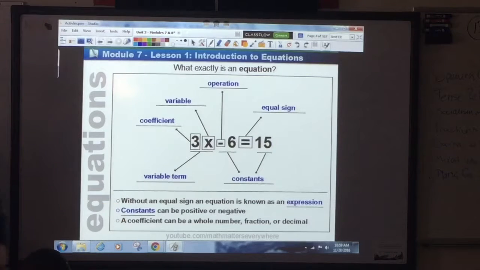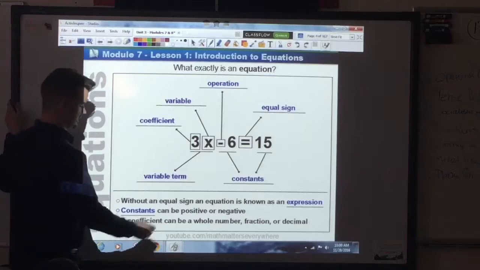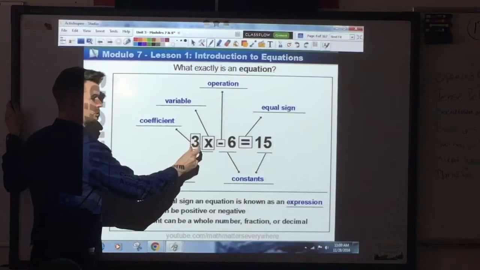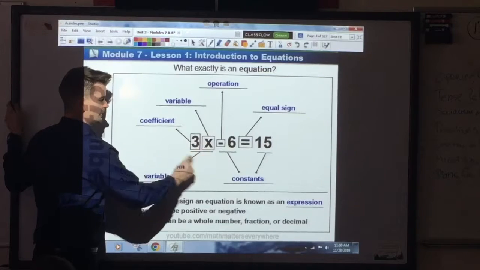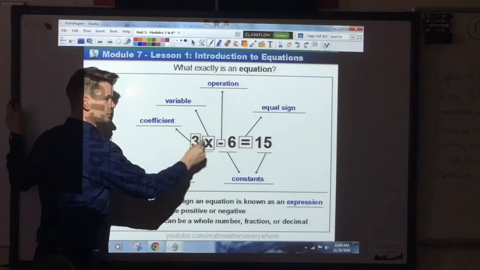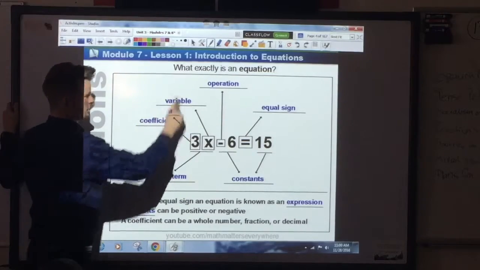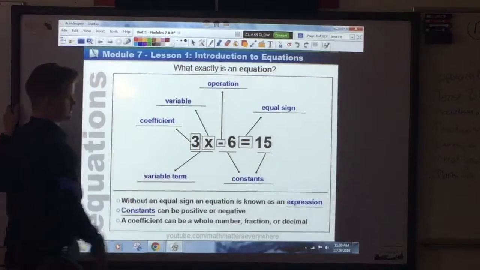Now, constants can be positive or negative. They can also be fractions. They can also be decimals. It doesn't matter. The only thing that a constant cannot have is a variable. Good. And a coefficient, just like a constant, can be a whole number, a fraction, or a decimal, but a coefficient must be located directly next to a variable, and the operation between these two is always going to be multiplication. So, to go through the whole thing: coefficient, variable, operation, equal sign, constant, variable term.